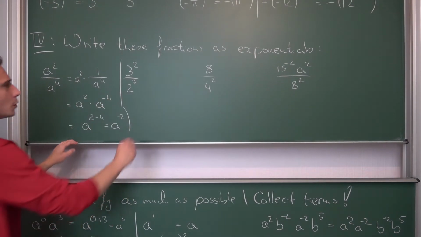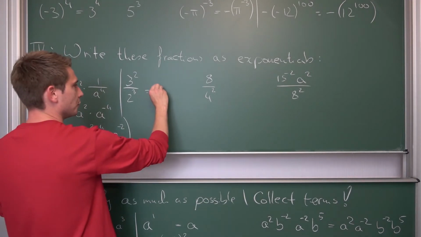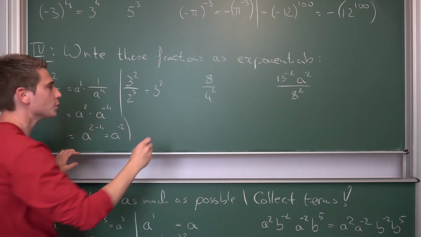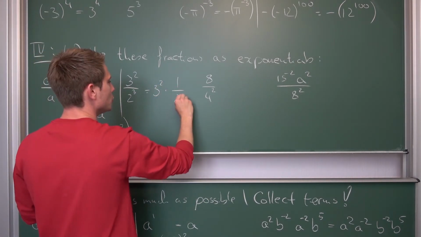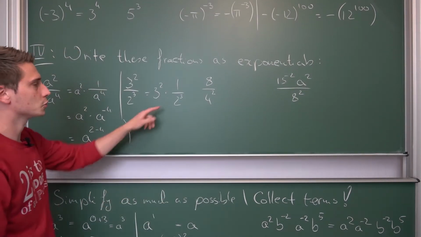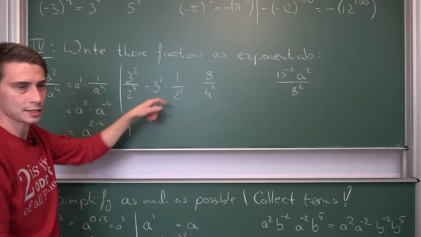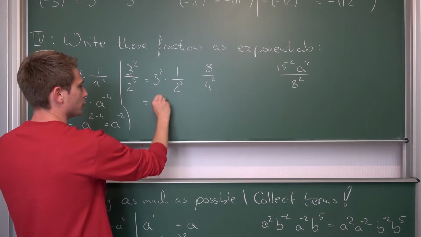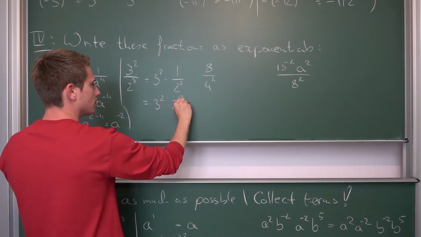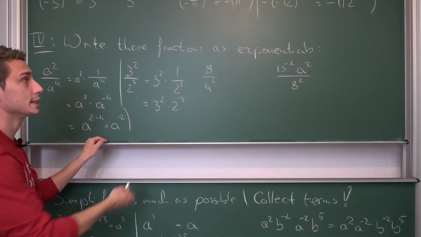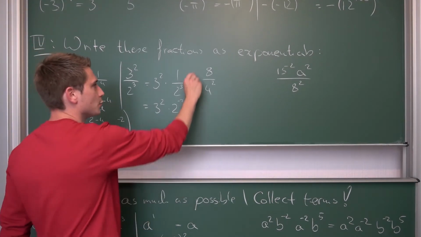Now let us continue with this one. It's the same procedure. We are going to drag our numerator to the front at first to make things more clear. This is 3 squared times 1 over 2 to the 3rd power. Now we are going to turn our vinculum into a negative exponent, leaving us with 3 squared times 2 to the negative 3rd power. And then we are already done.